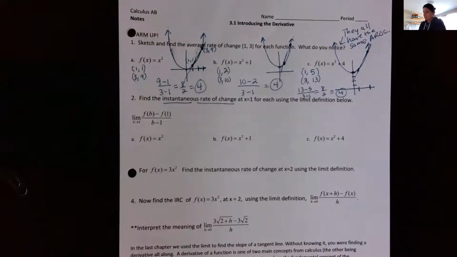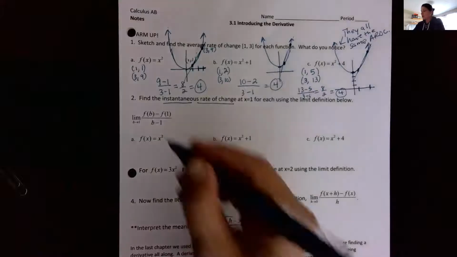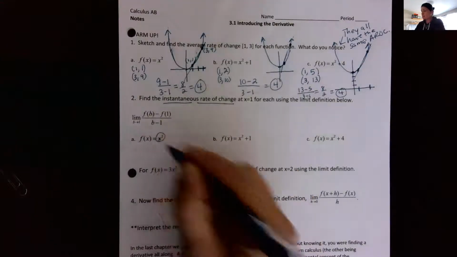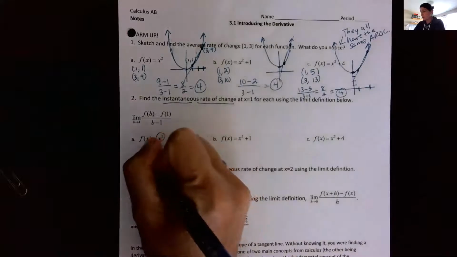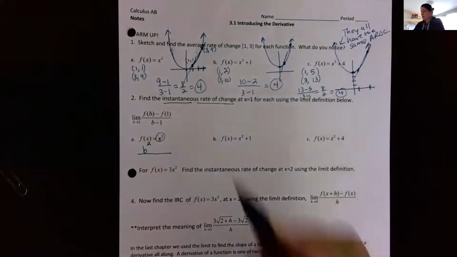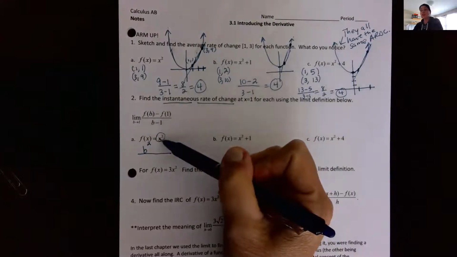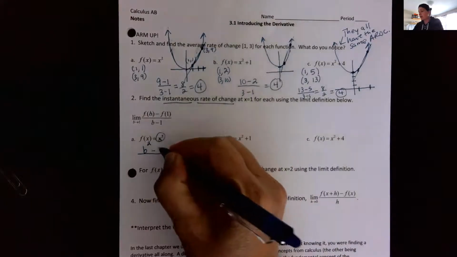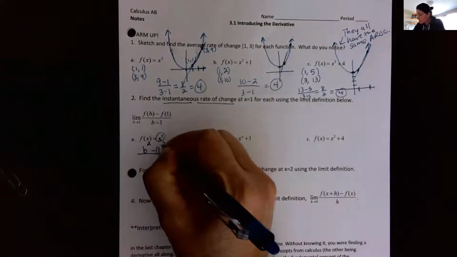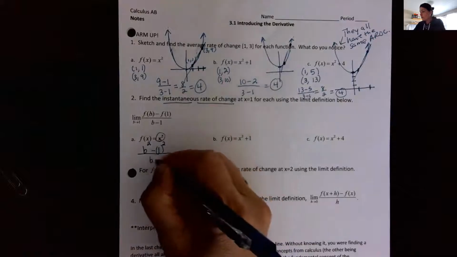How would that translate? Well, our b value is now our x value. So f evaluated at b. So that would mean instead of x squared in my slope formula, I'd have b squared. And then f evaluated at 1, well, when I plug 1 into my function, I get 1. So b squared minus 1 squared over b minus 1.